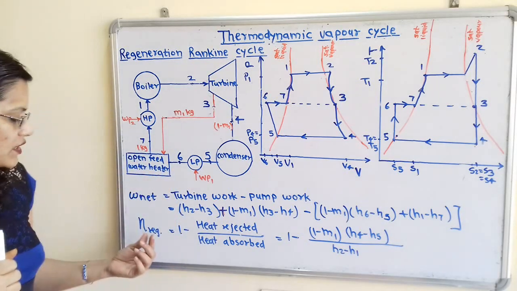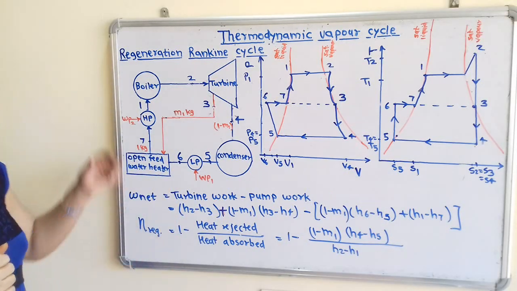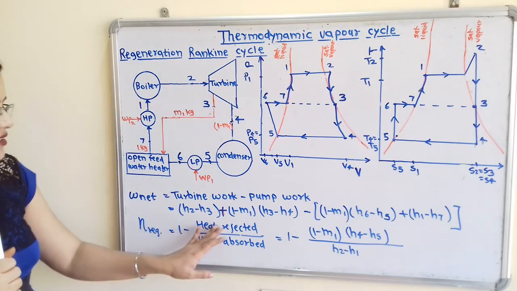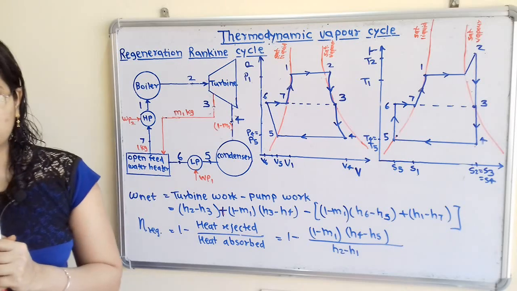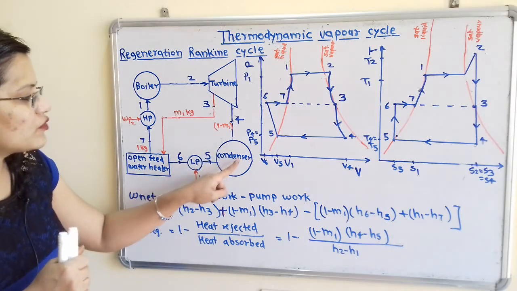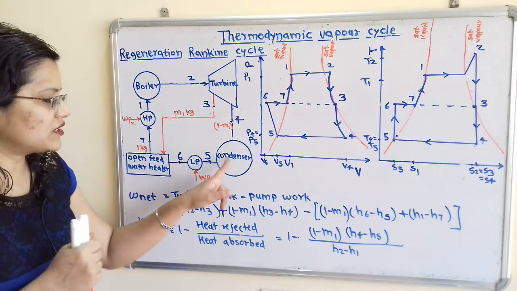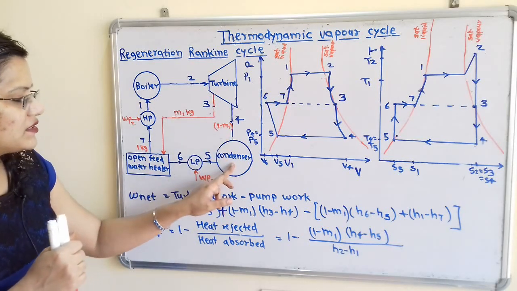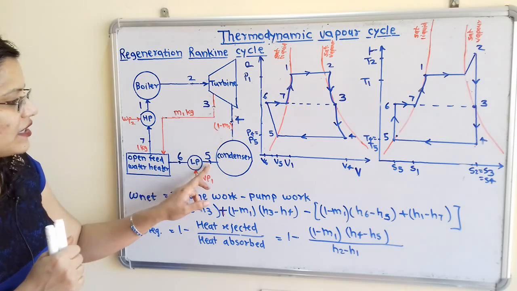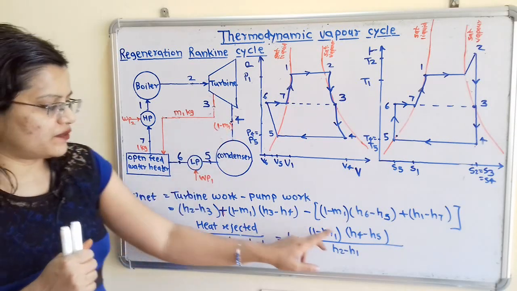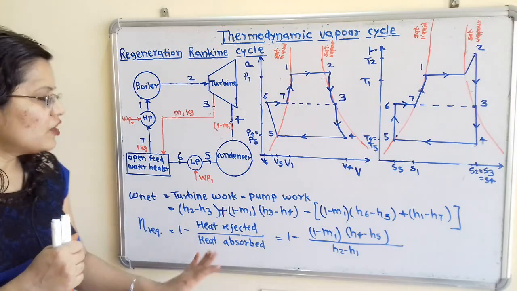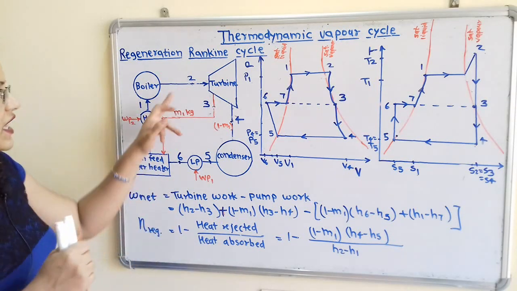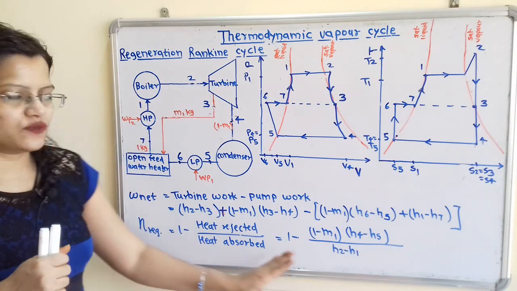Now we will move to the efficiency of the regenerative Rankine cycle. So we will use the formula 1 minus heat rejected by heat absorbed. Heat is rejected during the condensation process in the condenser. So what is the amount of working substance? That is 1 minus m1, and we will take the change in enthalpy, that is H4 minus H5, divided by heat absorbed. Heat is absorbed during the process 1 to 2. So we will take the change in enthalpy, that is H2 minus H1.